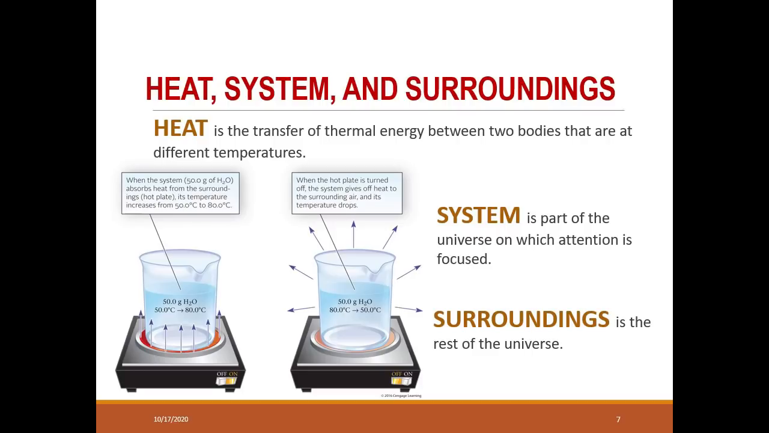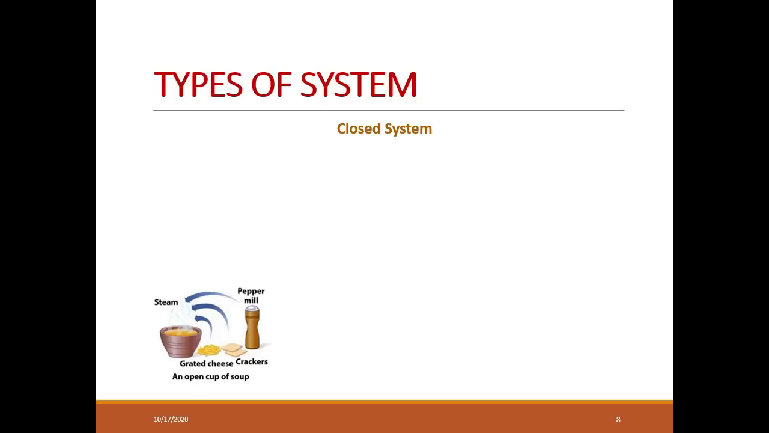Everything that is not included in the system is defined as surroundings. The system and the surroundings together make up the universe. There are three types of systems in thermodynamics. Those are the open system, closed system, and isolated system.